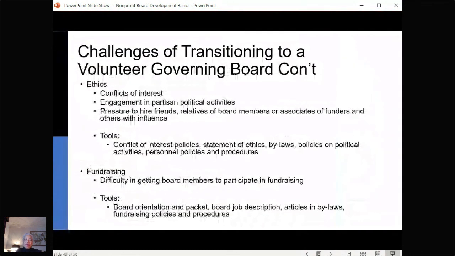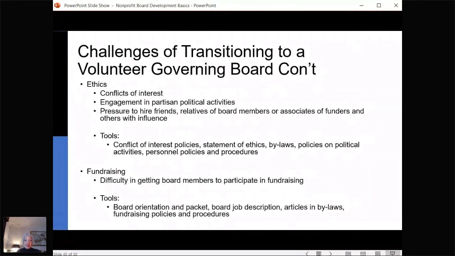And ethics, we're always challenged with ethics. There's always a potential for conflict of interest. There's potential for engagement in partisan political activities, especially around election time. There's pressure to hire friends, relatives of board members, or associates of funders and others with influence. And quite frankly, that's a political dance that you're going to have to do. And some of the tools that you incorporate will be things like conflict of interest policies, statement of ethics, bylaws, policies on political activities, personnel policies and procedures.